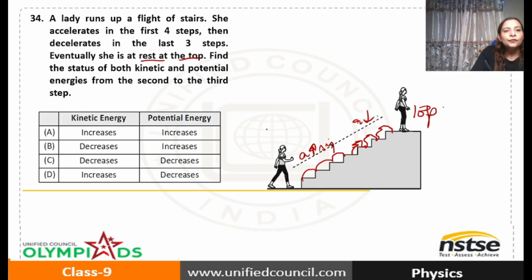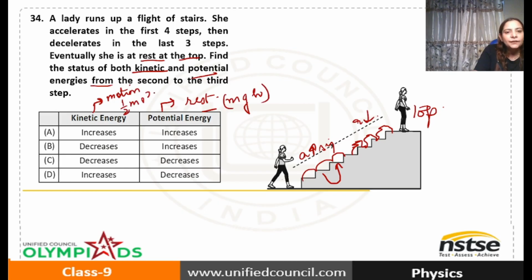Find the status of both kinetic and potential energies from the second to the third step. Here, if you talk about potential and kinetic energy, we know that potential energy is the energy possessed by the body when it is at rest, and kinetic energy is the energy possessed by the body when it is in motion. So here we find potential energy by using the relation mgh and kinetic energy by using half mv squared.